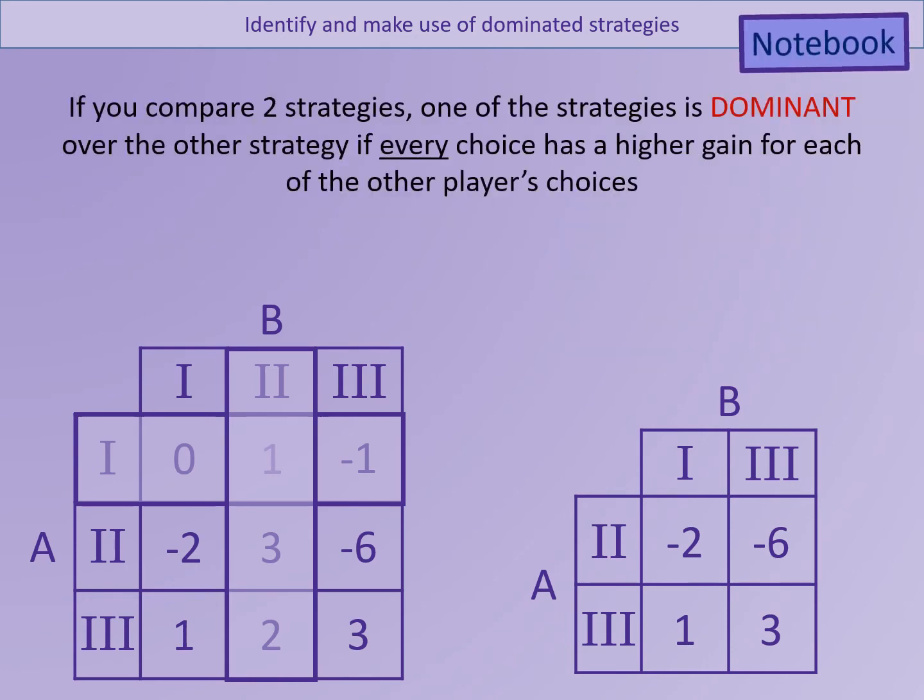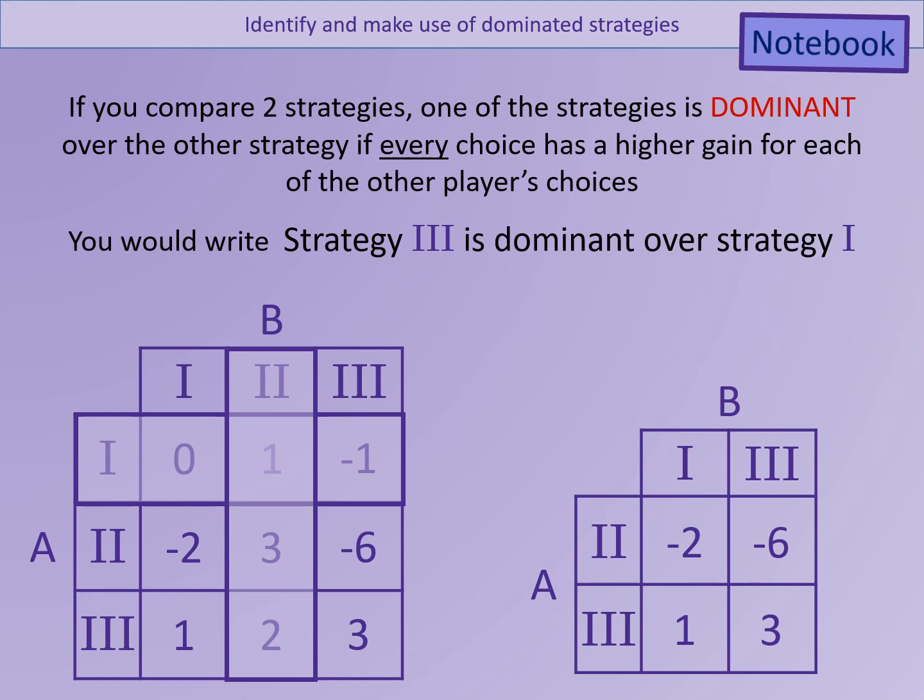If you compare two strategies, then one strategy is dominant over another if for every choice that the other player makes, that one strategy will always be better than the other, either better or the same. So you would compare under each of the choices for the other player what the outcome would be for the player you're considering, and if one strategy is always better, then you would say it is dominant over the other one.